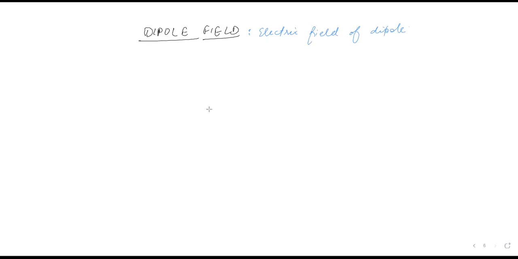Suppose that we have a dipole. We have a dipole like this. One second. This is one charge and this is another charge. Both are separated at a finite separation, like R, you can say also.